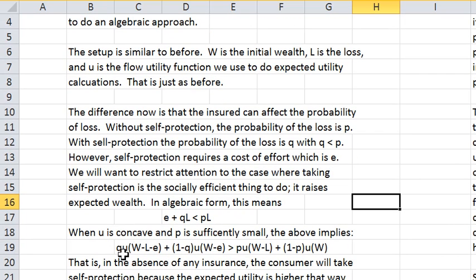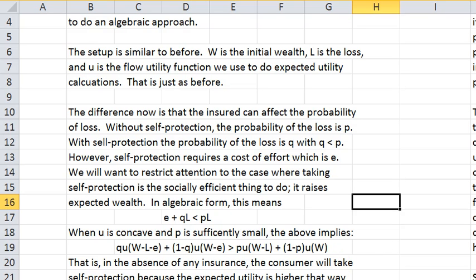I'm not going to prove this algebraically, but if the original probability is not that large, if P is small enough, then the expected utility of the lottery, where W again is the initial wealth, L is the loss, so this is the probability times the utility when you are taking precaution and you face a loss, and this is the probability of the utility when you don't face a loss, that expected utility is actually bigger than the expected utility if you don't take precaution. So this consumer has incentive to take precaution in the absence of insurance.